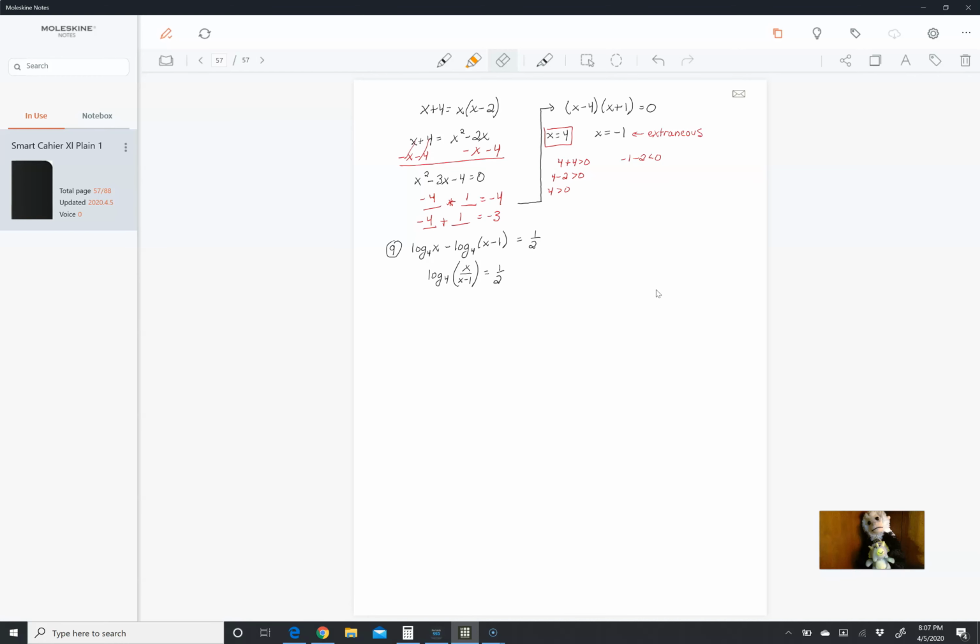So if we convert this to exponential form, we wind up with 4 to the 1/2 is equal to x over x minus 1. And 4 to the 1/2 is 2, right? 4 to the 1/2 is equal to the square root of 4. So we get 2 equals x over x minus 1. Okay, so to be clear, what we did here is we converted to exponential form.